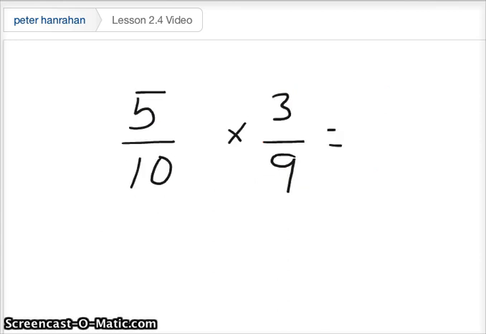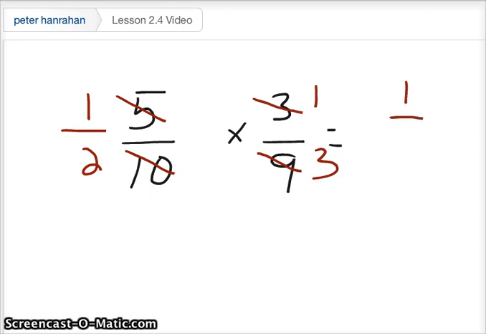Okay, 5/10 times 3/9. I can see that 5 and 10 have a common factor of 5. 5 divided by 5 is 1. 10 divided by 5 is 2. 5/10 reduces to 1/2. 3 divided by 3 is 1. 9 divided by 3 is 3. Okay, now I'm going to multiply my numerators, multiply my denominators.